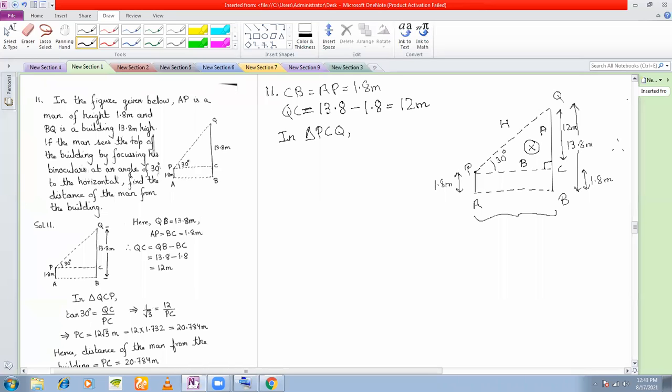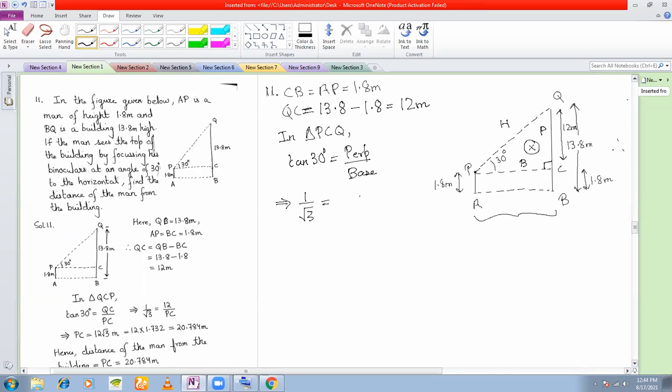Now you know the length of the perpendicular. You need to find out the length of the base, right? Only then you can find out what is the distance of the man from the building, right? And how is perpendicular and base related? By which trigonometric ratio? It is related by tan, right? So therefore we use tan 30. Tan 30 degree is equal to perpendicular by base, right? So that means the value of tan 30 is 1 by root 3.